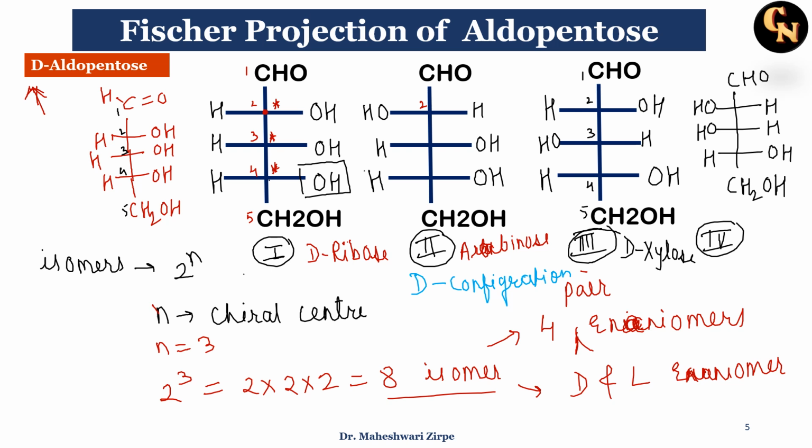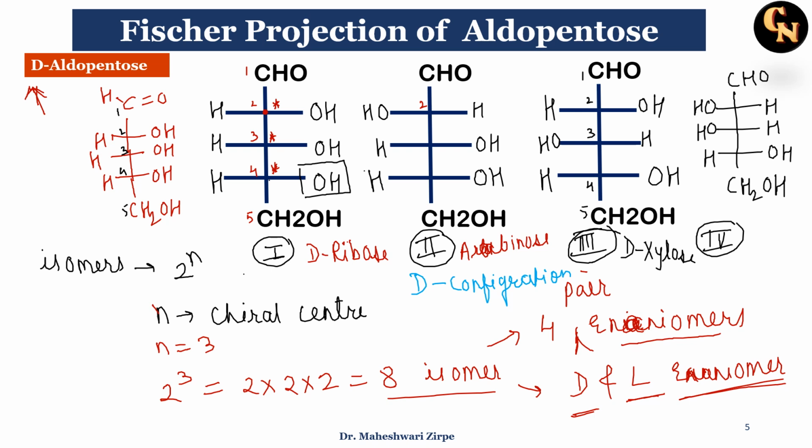Because these are all, means first structure, second structure, third structure and fourth structure, all are diastereomers. Now why have we written enantiomer here? Because its L configuration will be mirror image of this configuration. Whatever we have drawn are D configuration. If I draw L configuration, D and L will be mirror image of each other, but they are not superimposable. That's the reason why we have written enantiomers. So how many enantiomers will we get? Total we will get 4 pairs of enantiomers.